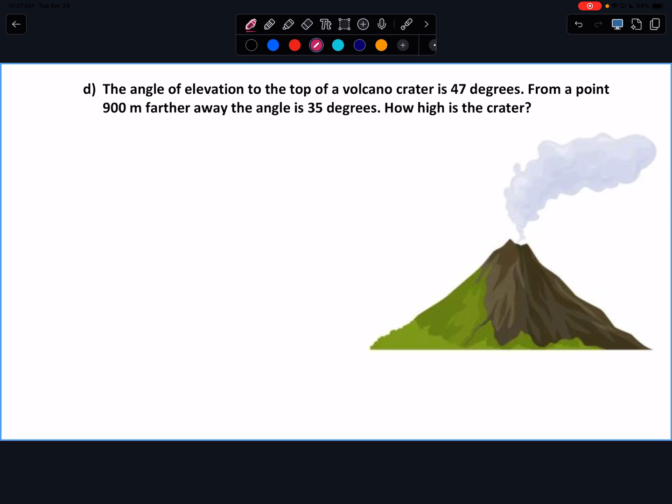So as I back up, if I still have that line of sight up to the top, look what's happening to my arm as I back up, right? It's going down. So it makes sense, doesn't it?